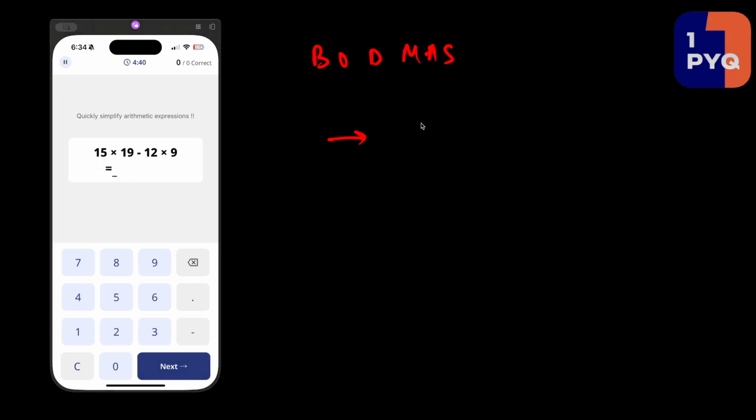Okay, 15 into 19. 15 into 20 is 300. 300 minus 15 is 285, minus 12 nines are 108. Now this has to be subtracted. 15 minus 8 is 7. This is going to remain 7, and this is going to be 177, right? Yep, that was right.